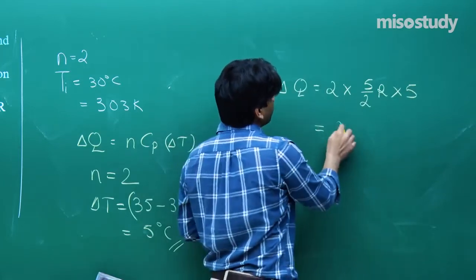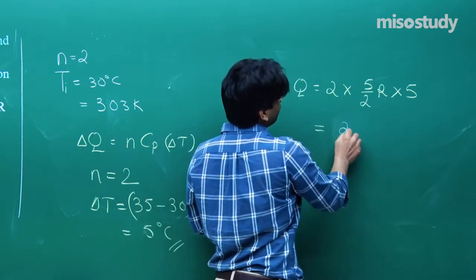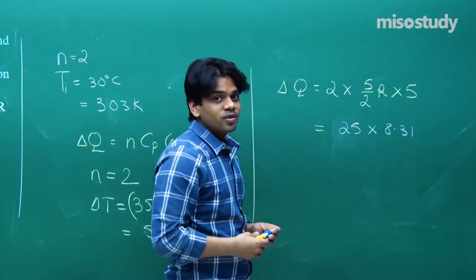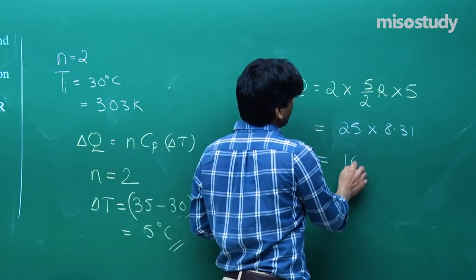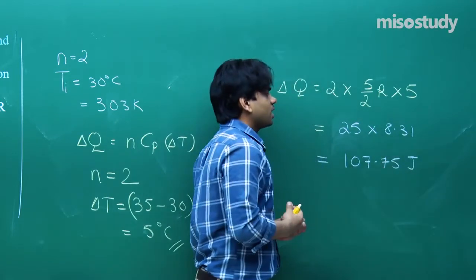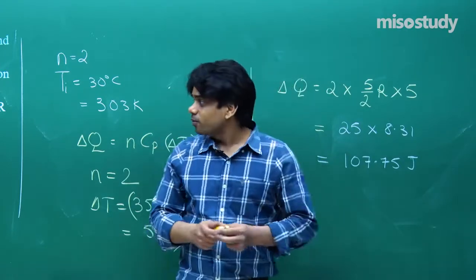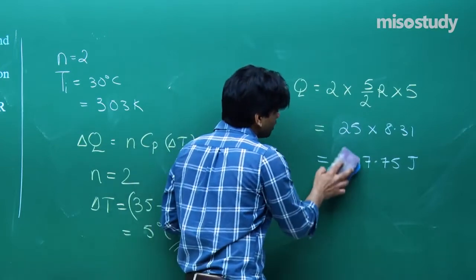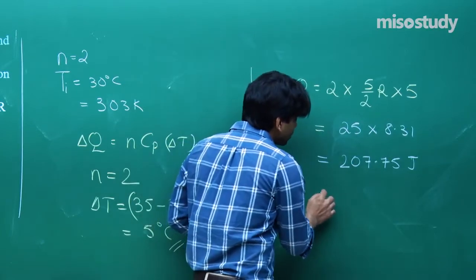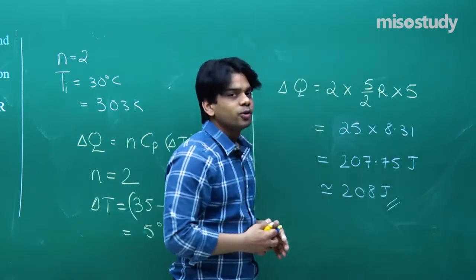So the 2 will be cancelled out. It will come out to be 5 into 5, 25, and the value of R is 8.31, that is what has been given to us. Now if you calculate this, you will be getting around 207.75 joules. I did 107 earlier, that will be around 207. And after this, you see that this is nearly equal to 208 joules. You can check the calculation. It will be 208 joules.